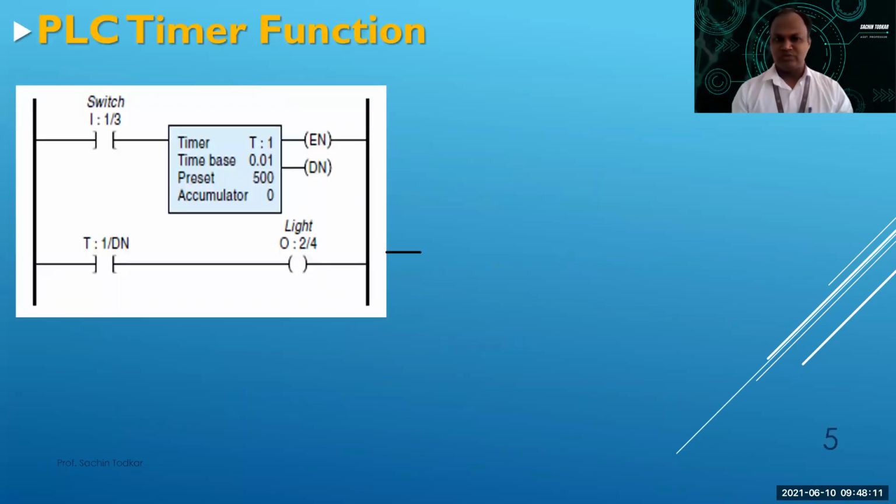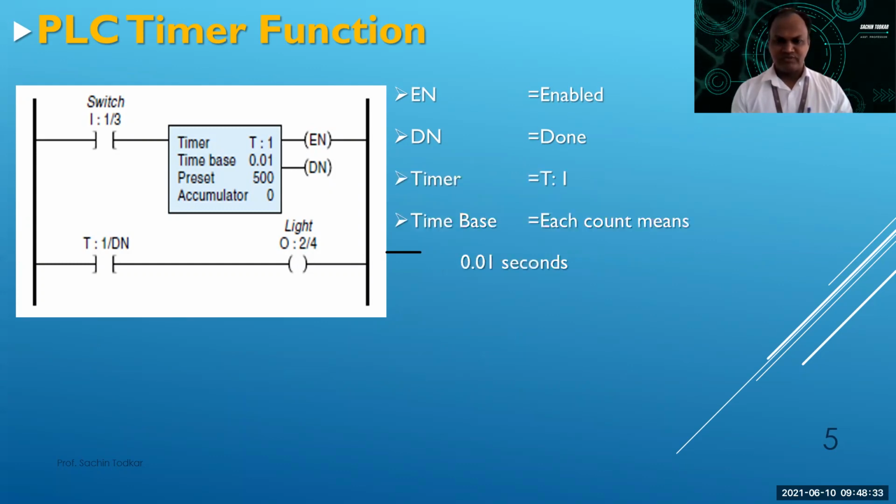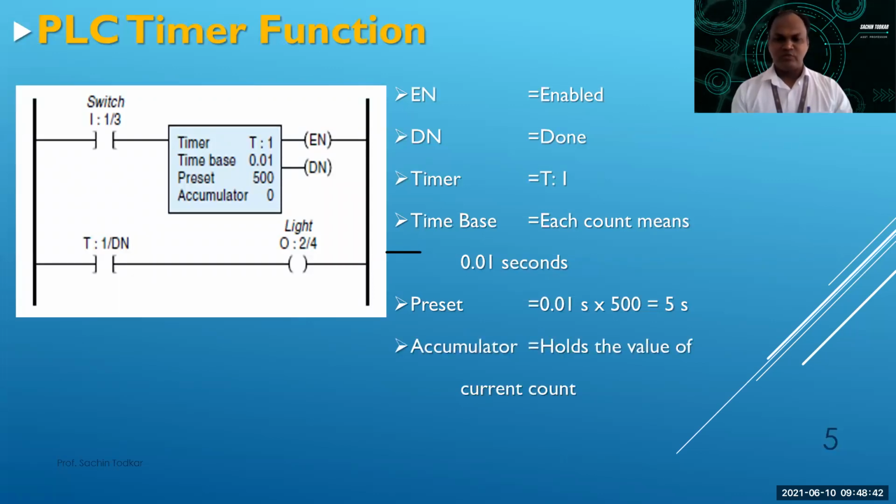Now we will see how it will work here. See here timer, EN is enabled, timer is enabled, or timer is done, that is completed. That will be two options. Time base will be 0.01, preset is 500. So timer here it is T is equal to 1. Time base is each count means 0.01 second. Preset is 0.01 into 500, that is 5 seconds. Accumulator will hold the value of current count.